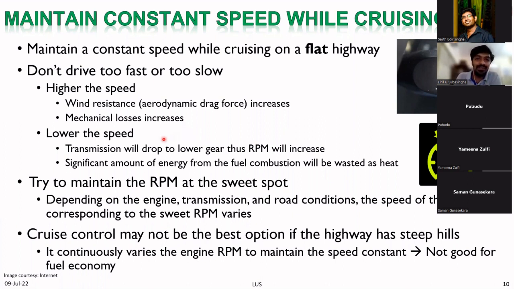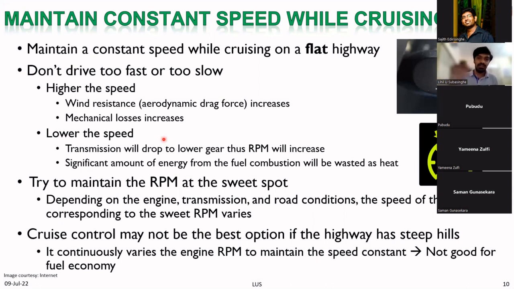Lower speeds: if you drive at a very low speed, then your gearbox will downshift, go to lower gears. When you go into the lower gears, the engine RPM will increase. I believe you all know that at higher gears, let's say if it is a manual car and you are in your fifth gear, the engine RPM is very low. Let's say you are traveling at 50 kilometers per hour in fifth gear, the RPM may be around 2000 RPM. But at the same speed, 50 kilometers per hour, in the fourth gear, maybe the RPM is about 3000 RPM.